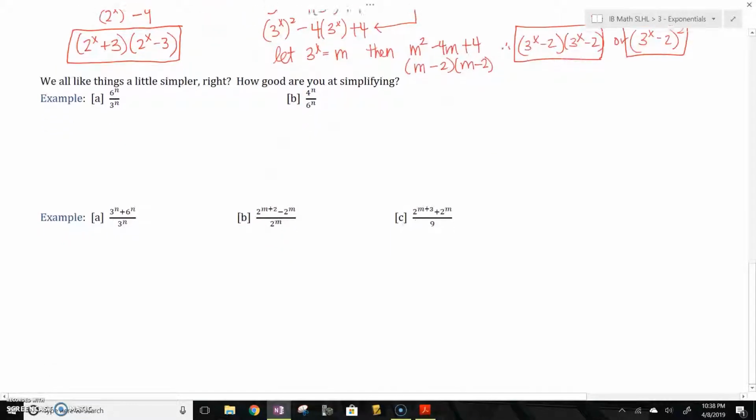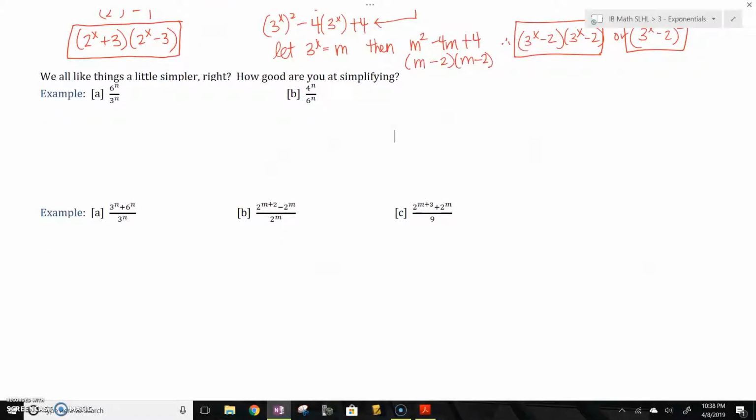All right, great job on that one. And now let's get into things called simplifying. We all like to have things a little simpler, don't we? It just makes our life a little easier. So let's go ahead and do that.